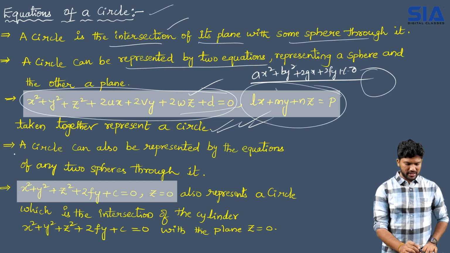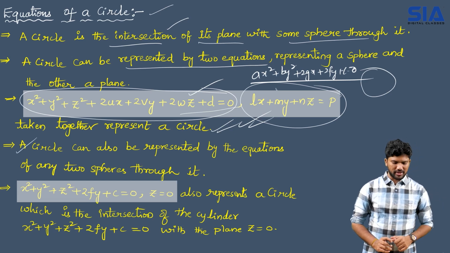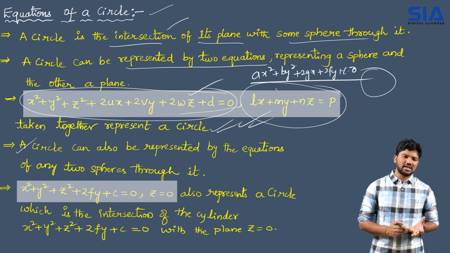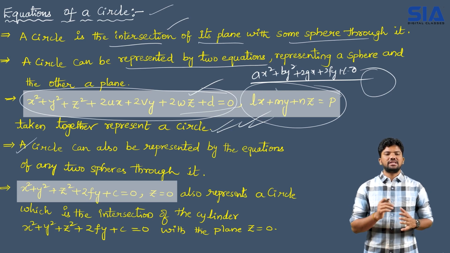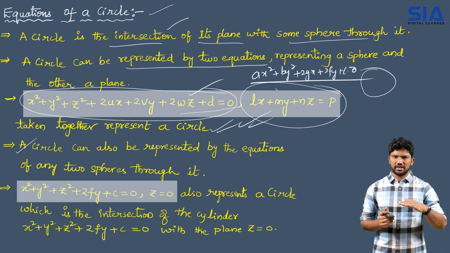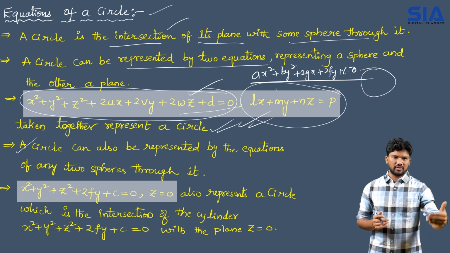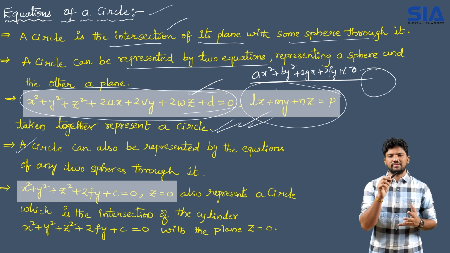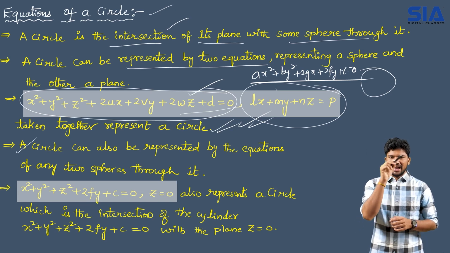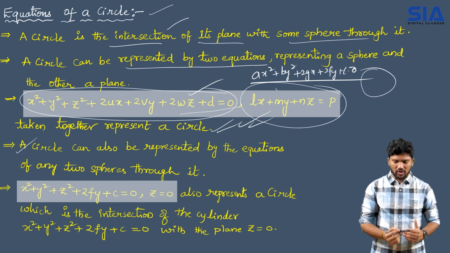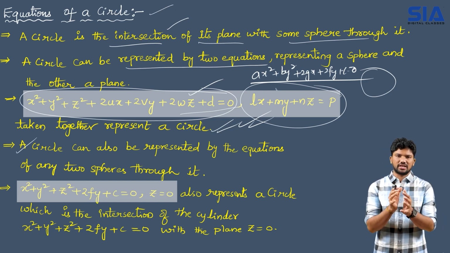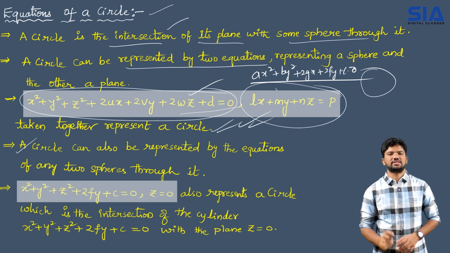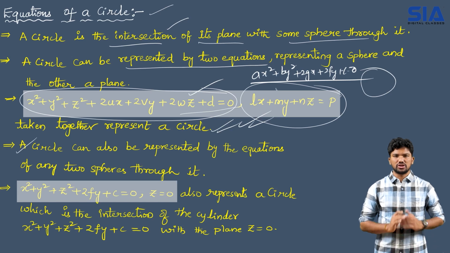The next point is that a circle can also be represented by the equations of any two spheres through it. In the first point in this slide, a circle is represented with a plane and a sphere. Now in the second point, we can also represent a circle as the intersection of two spheres.